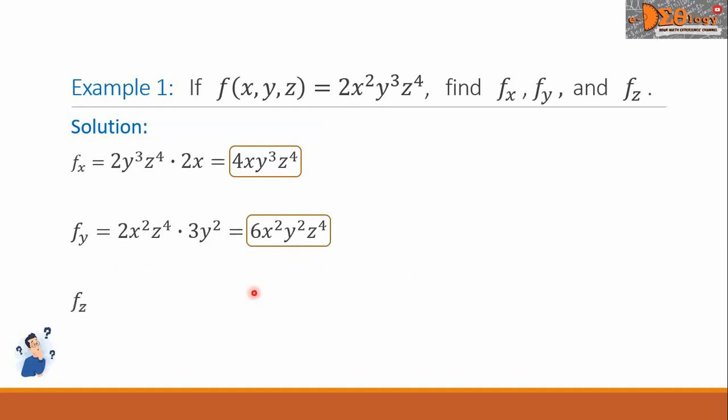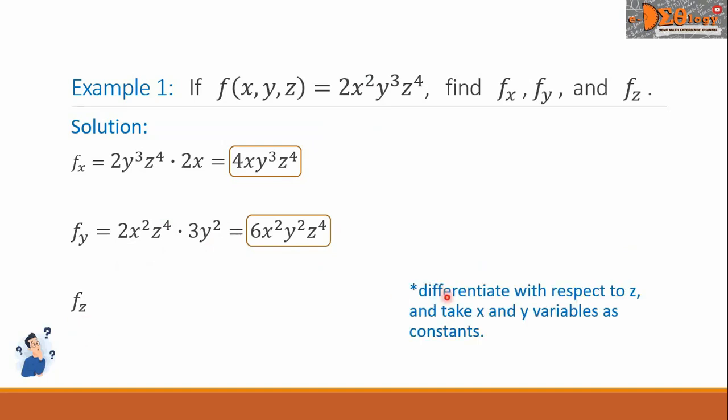Next is f sub z, the partial derivative of f with respect to z. We're going to differentiate this function with respect to z. It means the x and y are variables but taken as constants. So the derivative is 2x squared y cubed times the derivative of z to the power 4, and that is 4z cubed. Simplifying further, we have now 8x squared y cubed z cubed. This is our answer.